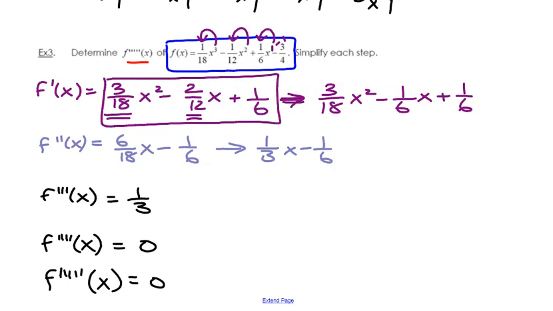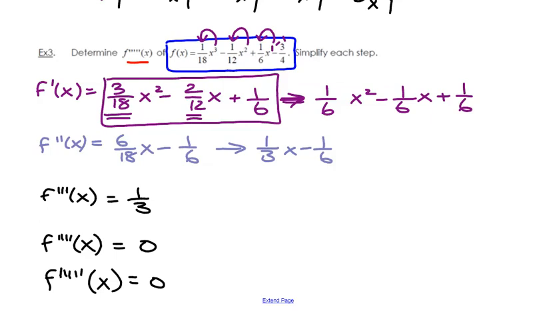Actually, I have no idea why I didn't get out of here, because you're supposed to have a 1 over 6 as well. I see lots of 6s, 666. Okay, maybe my lesson is a little bit evil.